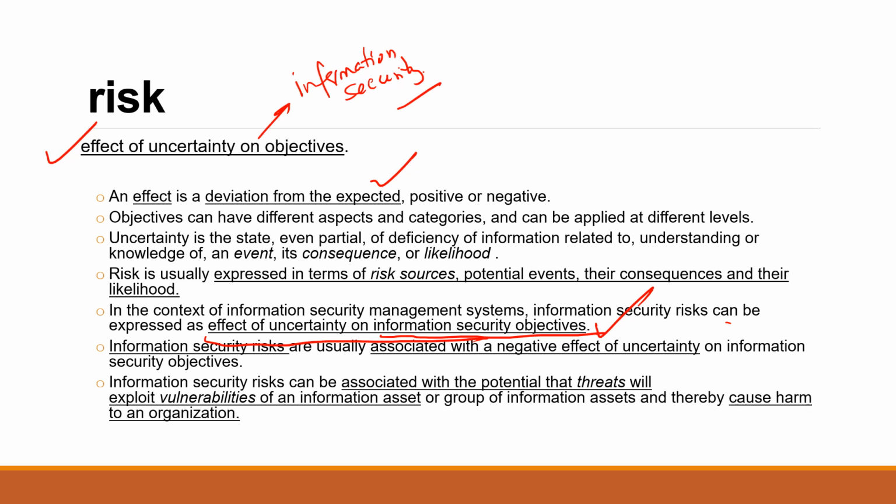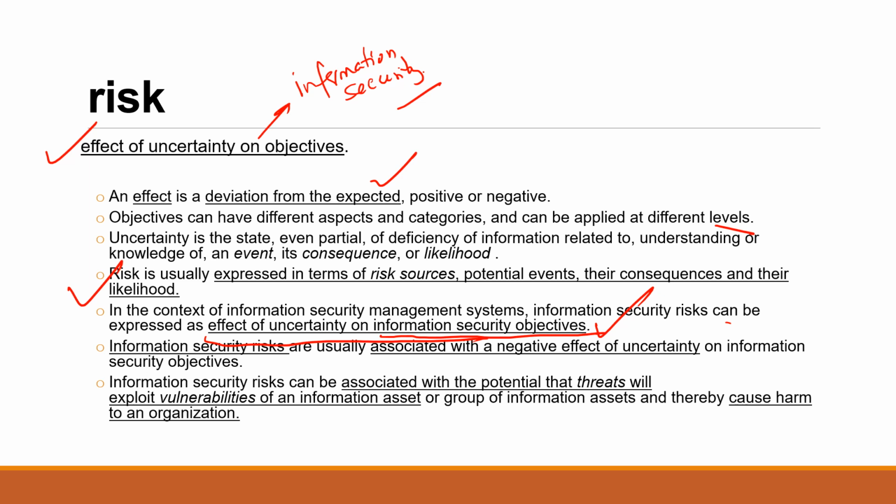We also said that objectives can have different aspects and categories and can be applied at different levels. If you remember, we talked about risk at every level, whatever we do: the strategic level, program level, project level, portfolio level. We also defined risk as a combination of likelihood and impact.